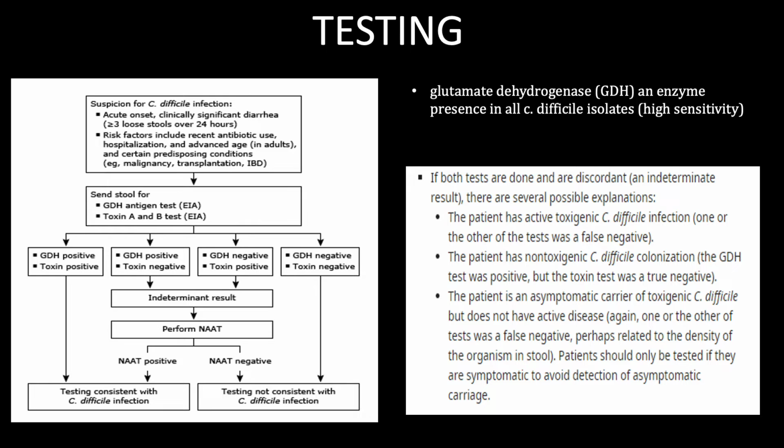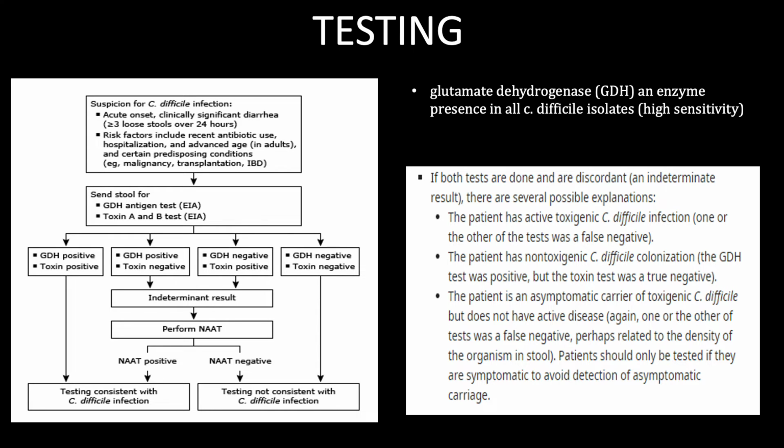The ELISA toxin test, there's an antibody that actually identifies the toxin. If you order the GDH and the ELISA toxin and they're both positive, this patient has an active C. diff infection. However, what if only one of those tests is positive and the other is negative? Then what? This is an intermediate result, and you would perform the nucleic acid amplification test, which is the PCR test, and this is looking for the gene that encodes for the toxin.